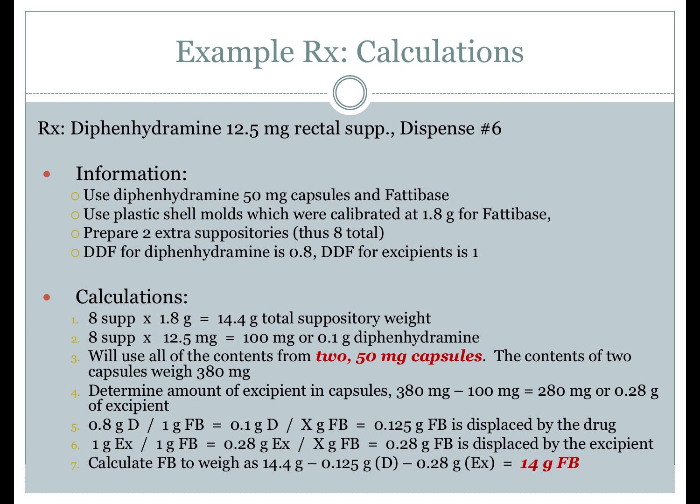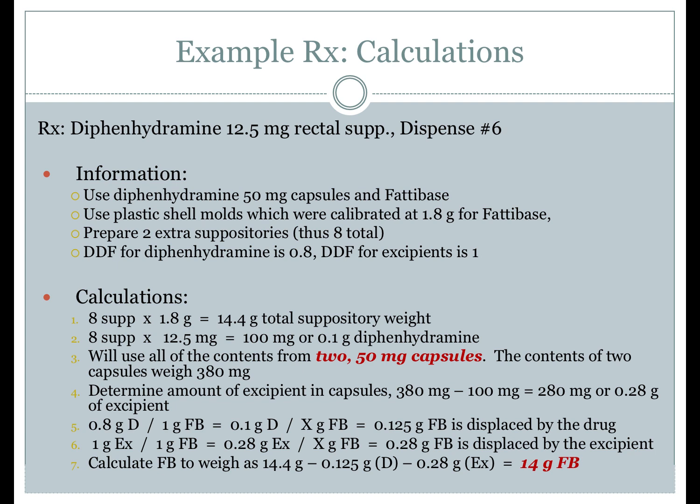Next, perform the same calculation for the excipients by setting up the ratio of 1 gram of excipients over 1 gram of fatty base equal to 0.28 grams of excipients over X. Solving for X, we find that our excipients will displace an equal amount of 0.28 grams of fatty base.